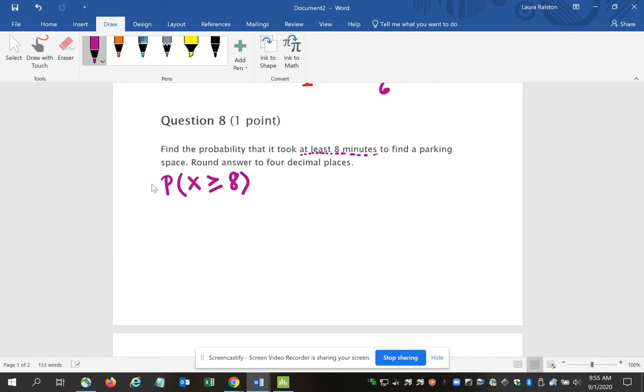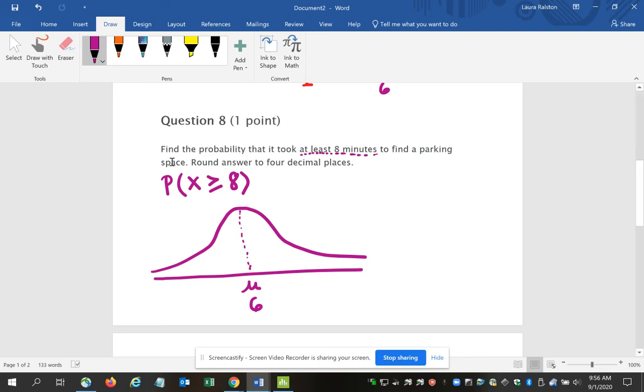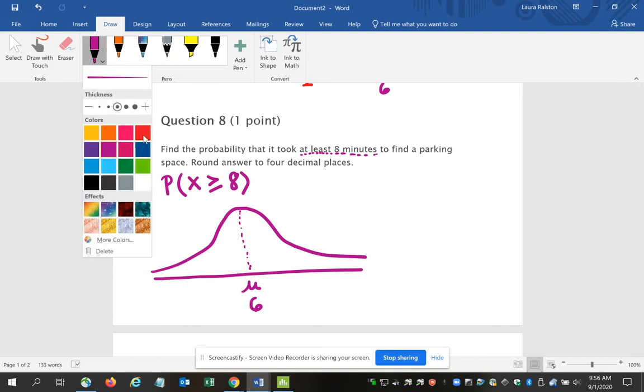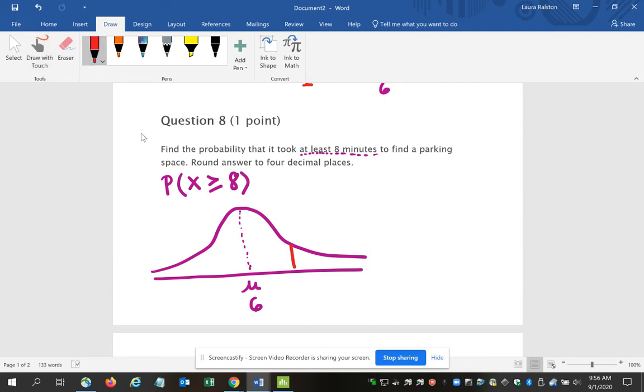Okay, so probability that X is greater than 8. And again, I'm going to take a minute and draw the picture. So I have a bell-shaped curve, normal distribution. My mean is in the middle, which is 6. That becomes my point of reference. And now I want 8. 8 would be to the right of 6 because it's bigger, and I want to be greater than or equal to that. So I'm looking for this red shaded region.